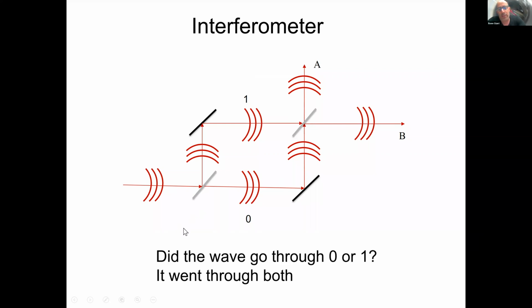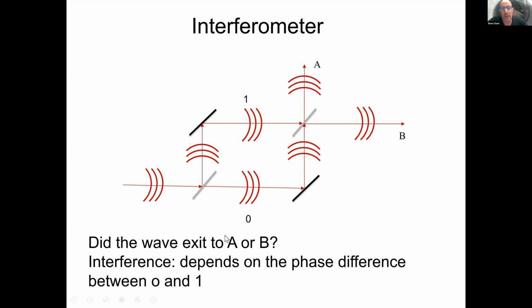Now, I can ask the question of whether the wave went through path 0 or path 1. The answer is the wave is unlocalized. The wave went both through 1 and through 0. I can also ask the question, did the wave exit through port A or port B? The answer would be that it really depends. The wave can exit both through port A and through port B. It really depends on the phase difference between these two paths.